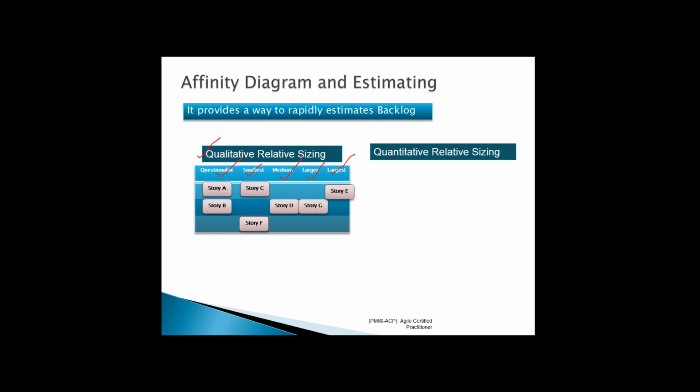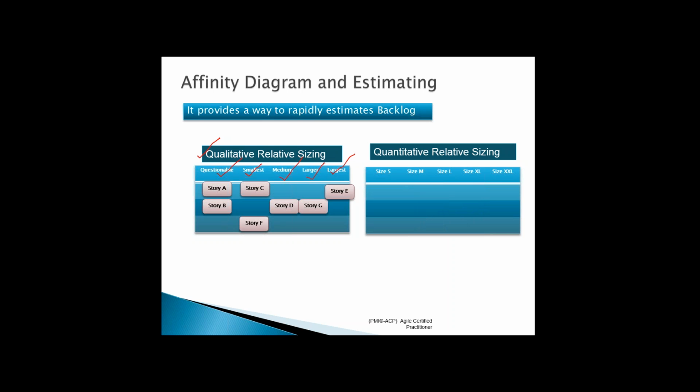Things like that. You can also do quantitative relative sizing. Instead of qualitative relative sizing, you can do quantitative relative sizing. Here, you define the definition of small, medium, large, XL, and double XL. Right? There will be some number. Small means 38 probably, medium means 40, large means 42. Things like that for your shirt size. Right? That would be quantitative in nature. And you assign the user stories there.